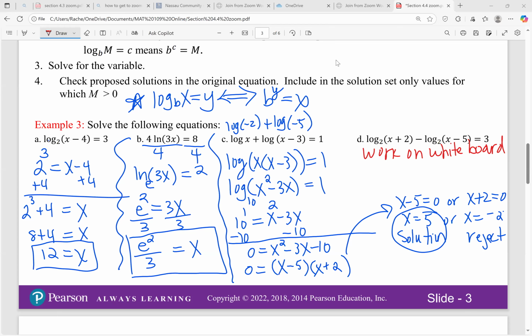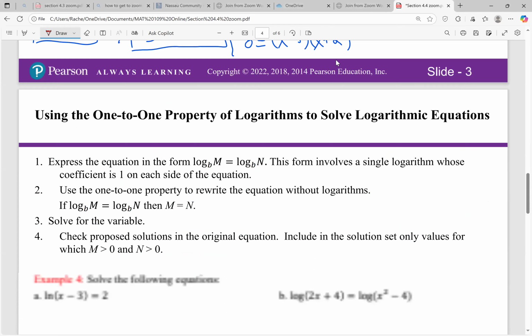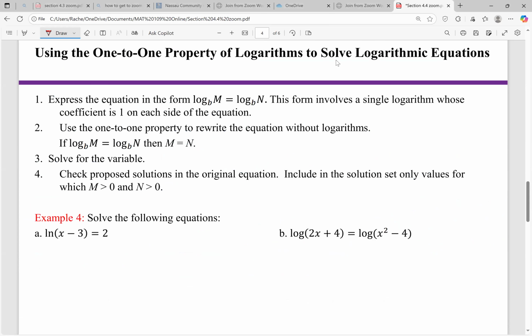All right, so let's move on. So there's one other property that we could use to solve logarithmic equations. It's called the one-to-one property of logs. So if I have log base b of m, and that's equal to log base b of n, so you see how both bases are the same, then that means that m must be equal to n in order for both sides of the equation to be true.